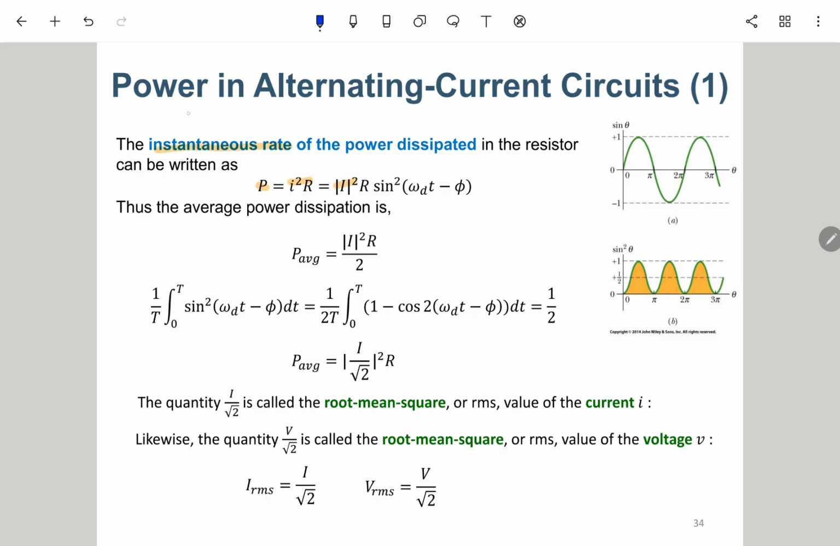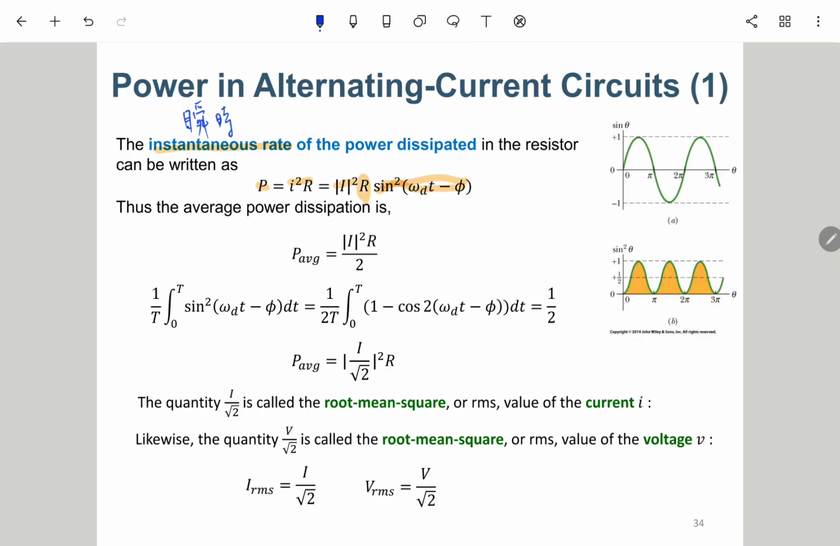Okay, 中文叫做瞬时的, instantaneous rate of power dissipation, which means that it is a sinusoidal function. So for every single moment, the power dissipated is different. We just take the square of the instantaneous current and then multiply by the resistance. This is a sinusoidal, actually this is sine squared.